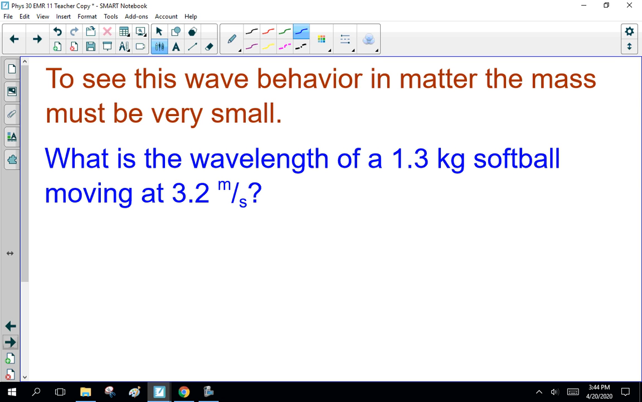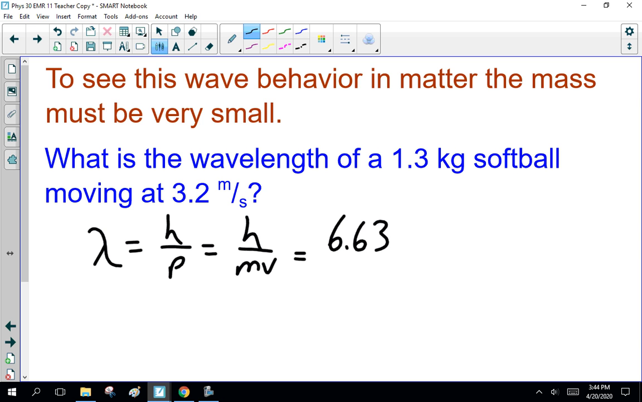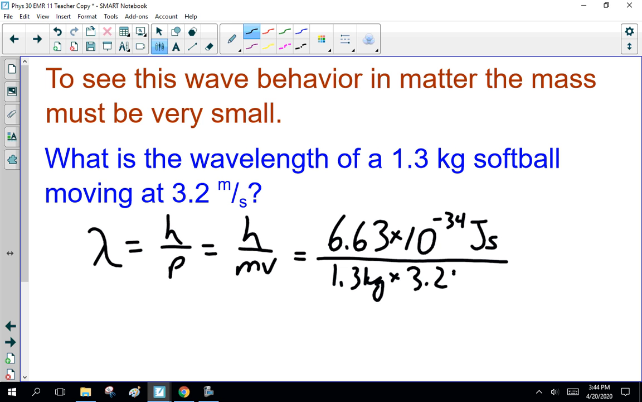Well, here, wavelength equals h over p, which is h over mv. Now remember, it has to be joule seconds. 6.63 times 10 to the minus 34 joule seconds, divided by 1.3 kilograms times 3.2 meters a second. That gives us a wavelength of 1.59 times 10 to the minus 34 of a meter.